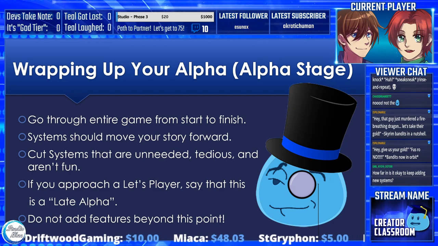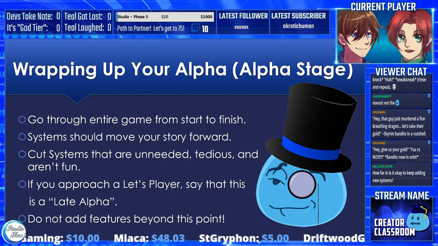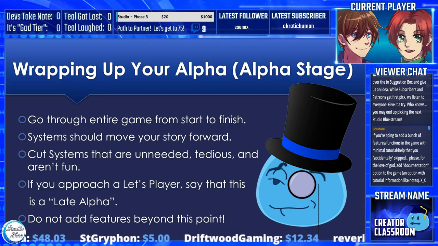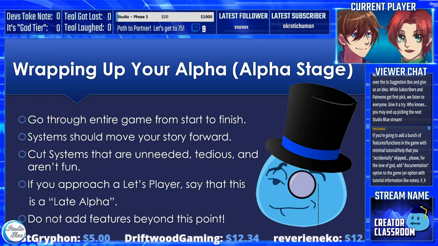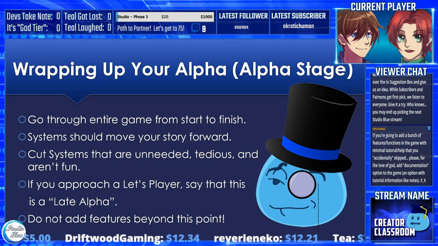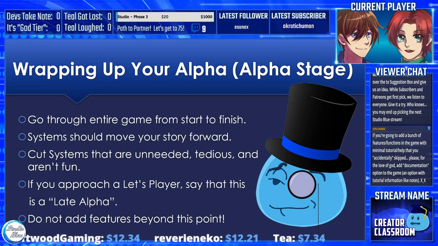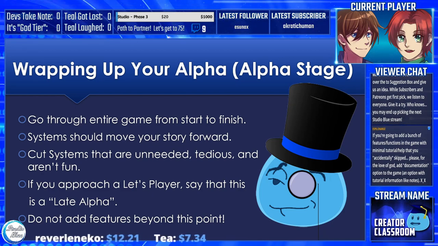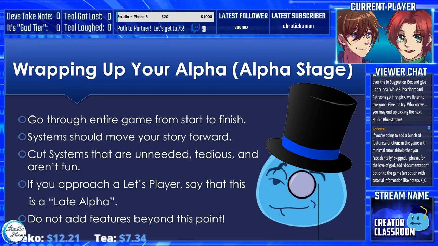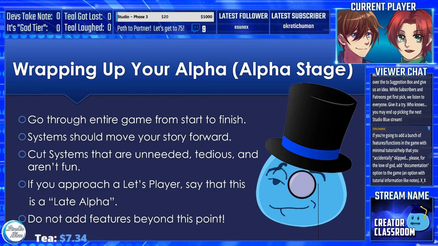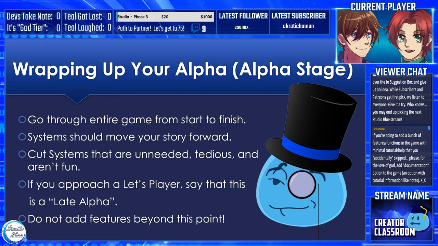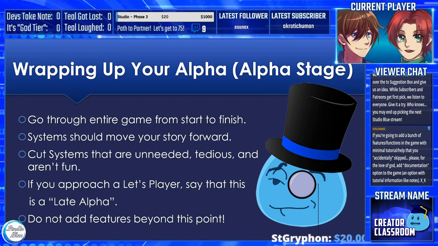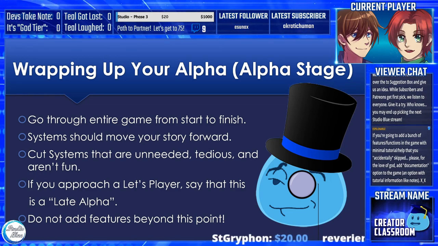This is where you can get peer feedback, such as Let's Players. However, be absolutely sure to mention that this is a late alpha so that they will know that elements like written dialogue and assets may be missing. Do not add features beyond this point if at all possible, as it can make the refinement and bug testing portion considerably more difficult. So to answer your question, Earl, right now, the deeper you go into your alpha, the less you want to consider adding a system.